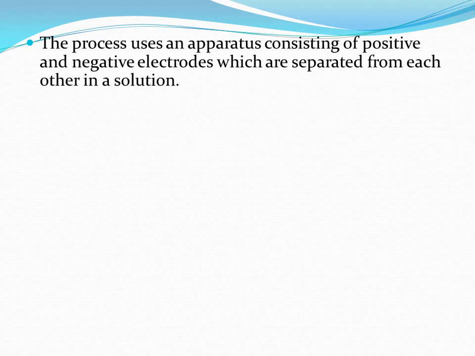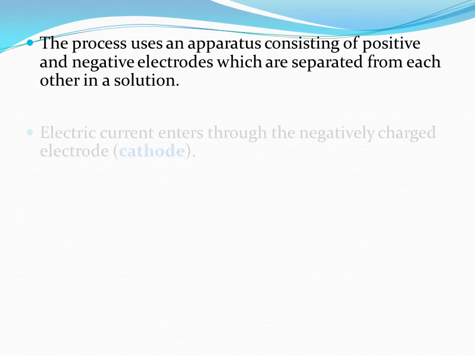The process uses an apparatus consisting of positive and negative electrodes which are separated from each other in a solution. We will see the apparatus later on. Apparatus means it's a type of vessel, and it consists of positive and negative electrodes.